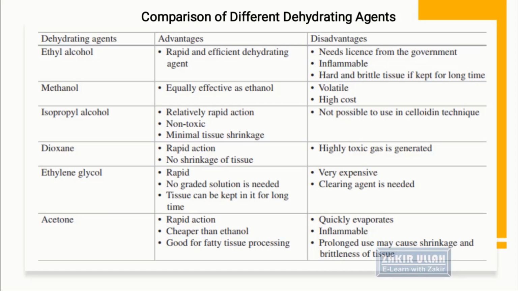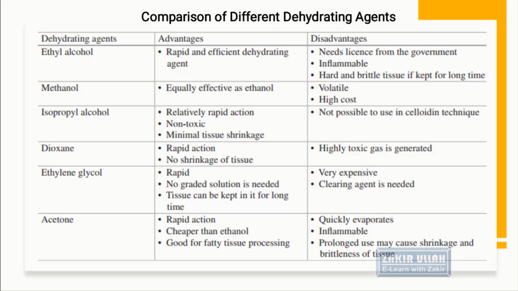Methanol is also used as a dehydrating agent and it also has rapid and efficient dehydrating property, but the disadvantage is that it is very volatile and costly. Another type of alcohol, isopropyl alcohol, also has rapid action. It is non-toxic and it does not cause tissue shrinkage, but the limitation is that it is not possible to use in the Saladin technique.